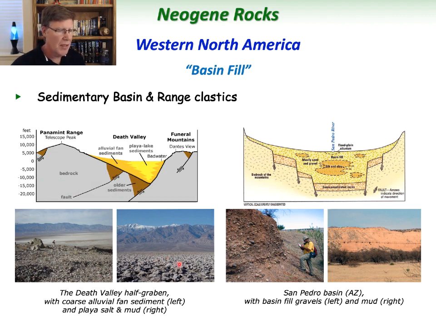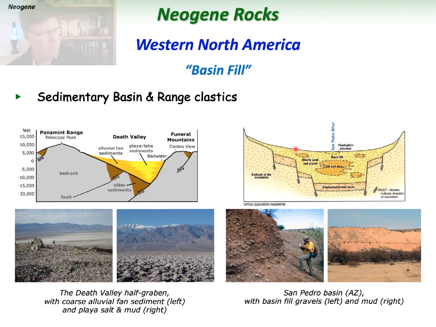Not all basins have the evaporite deposits like this. Some of them never receive the water that evaporated to form these deposits. Other ones are typically just filled up with fine grained sediment. Here it looks kind of pinkish. So that's just muddy sediment deposited in quiet water. Here's more coarse clastics, basin fill gravels. San Pedro Basin is off east of Tucson. So basin fill are these Neogene clastic sediments filling up these basin and range basins.